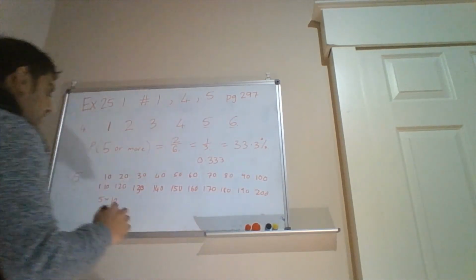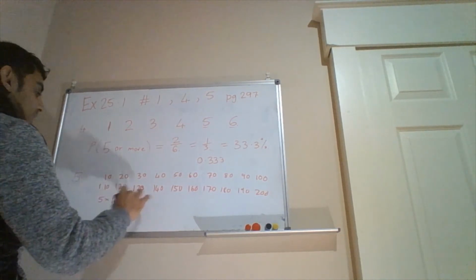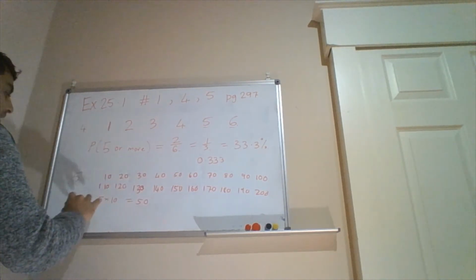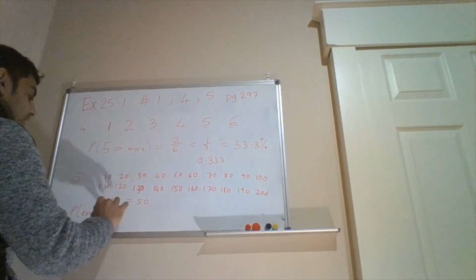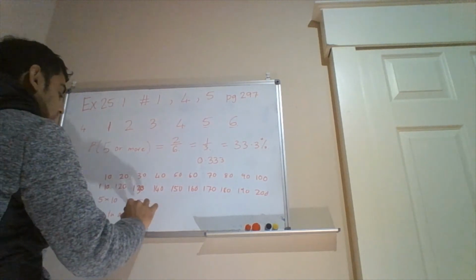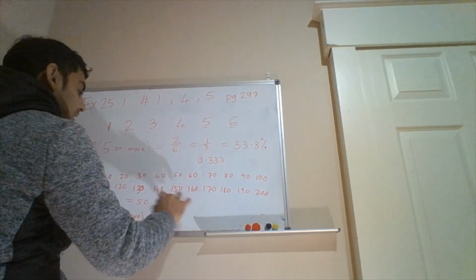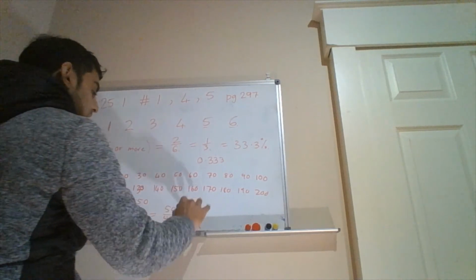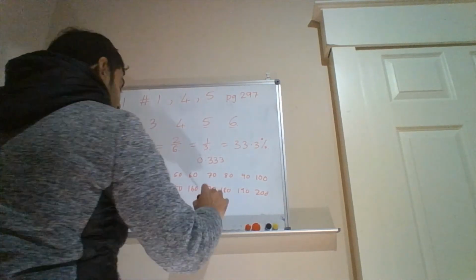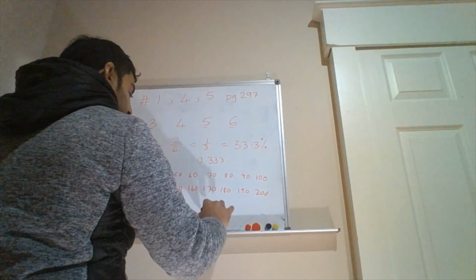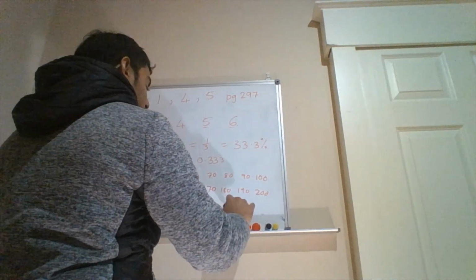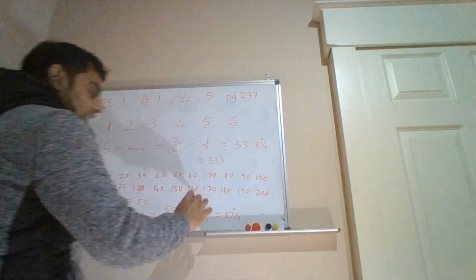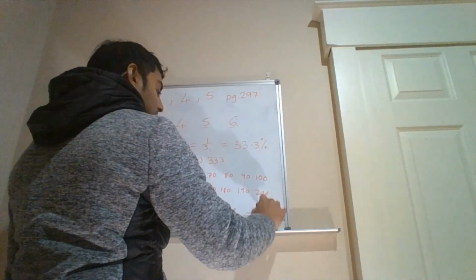From 1 to 500, it's 5 times 10, which equals 50, and the probability of ending in a 0 is 50 out of 500, and we can simplify this down to 1 out of 10. If we take this fraction and times it by 100, we get the percentage, which is 10%. And 1 out of 10 on the calculator is 0.1 in decimals.